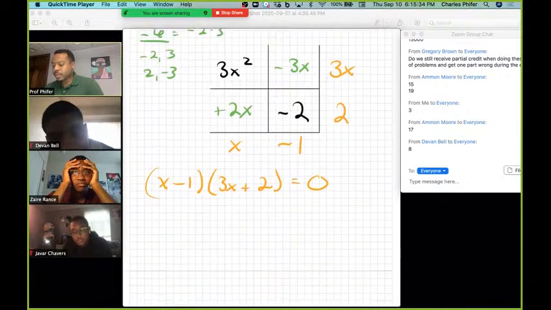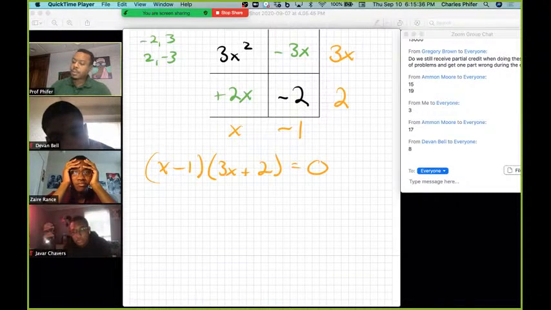Oh, x-intercepts, right? So we're almost there. So then we get x equals 1 or x equals negative 2/3.